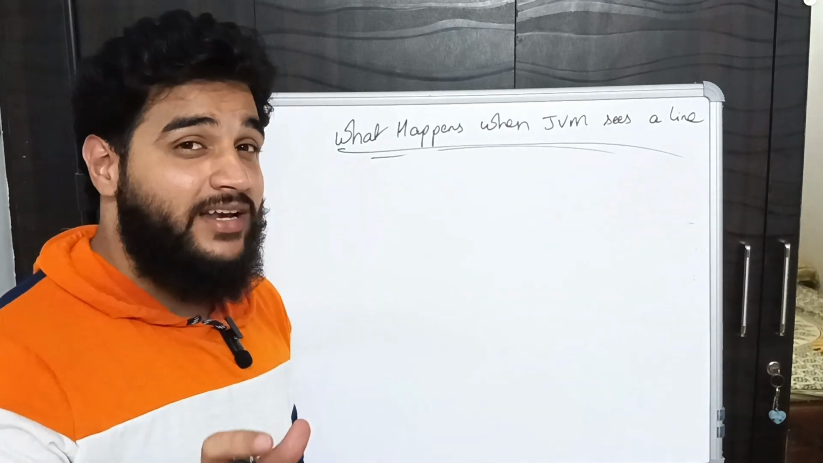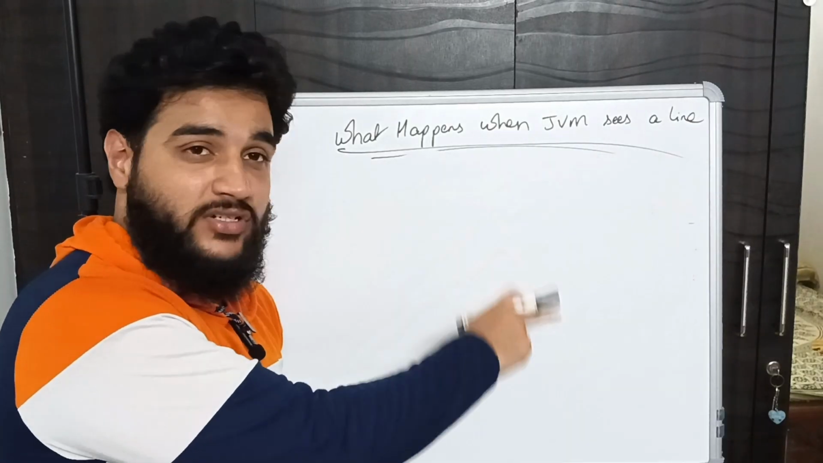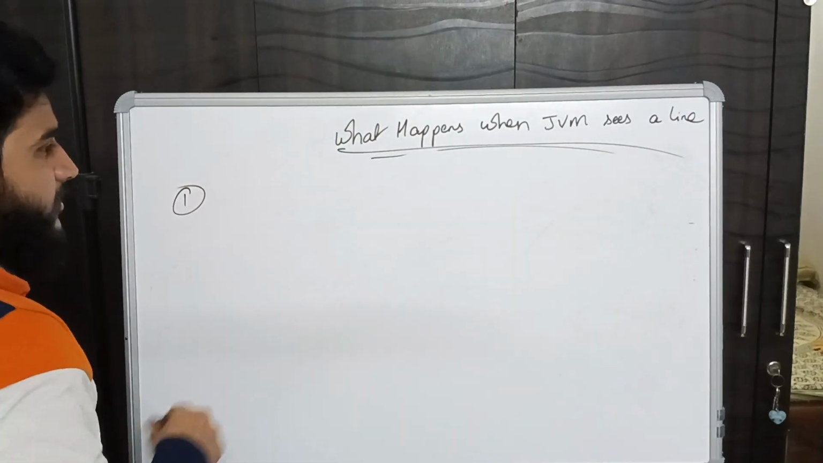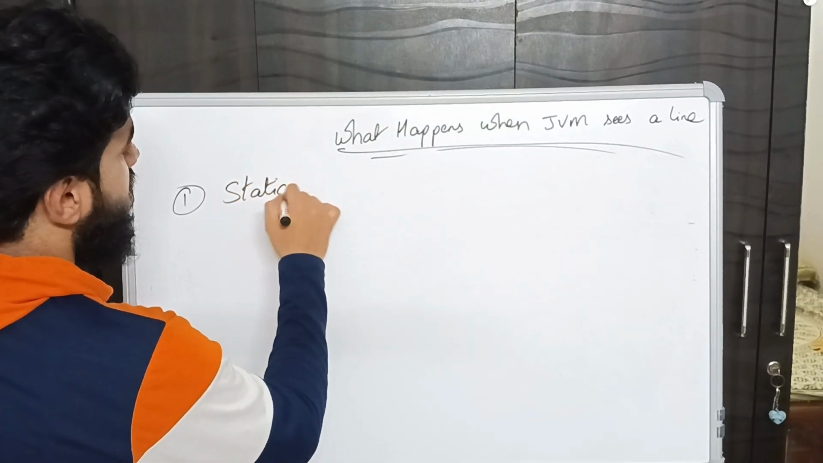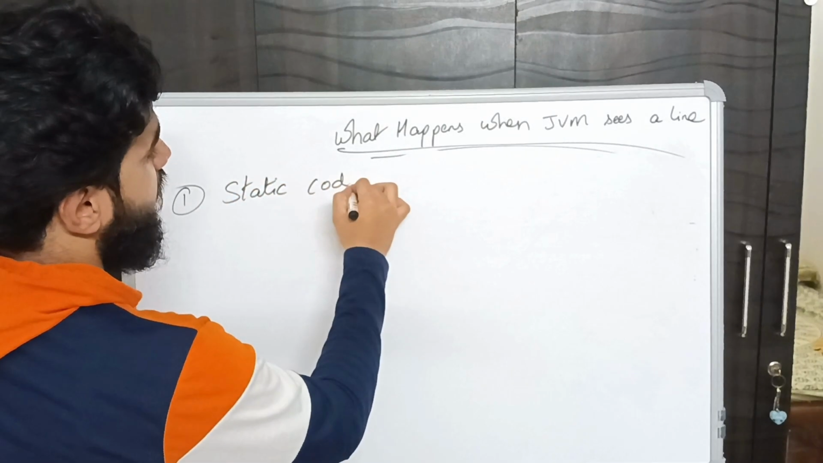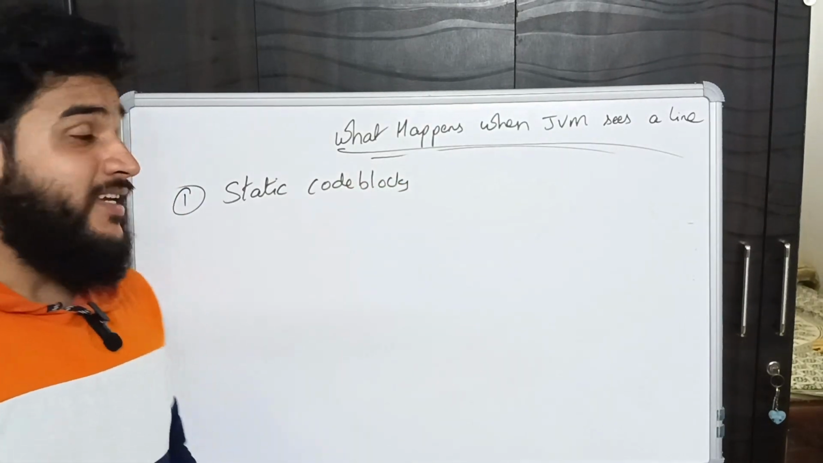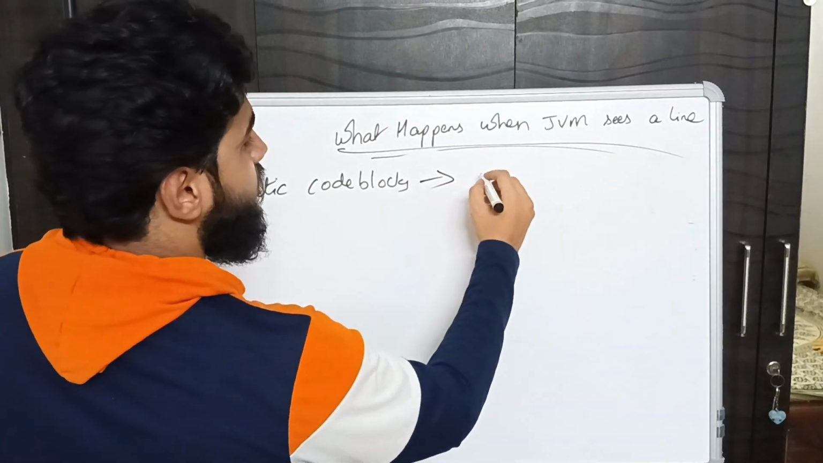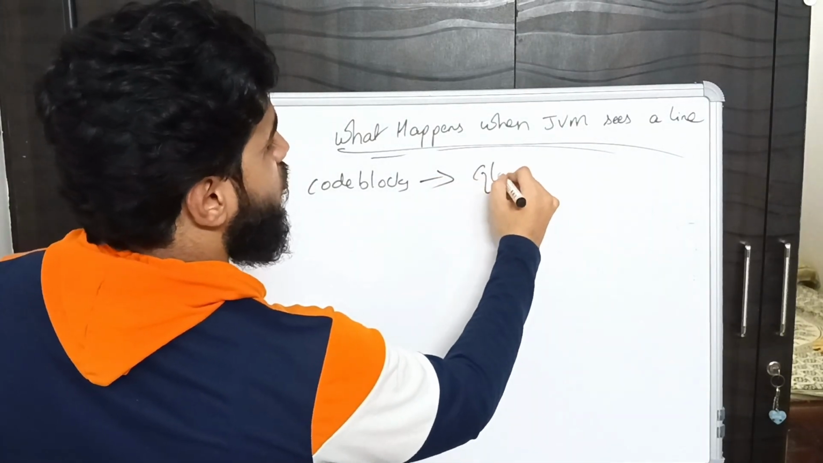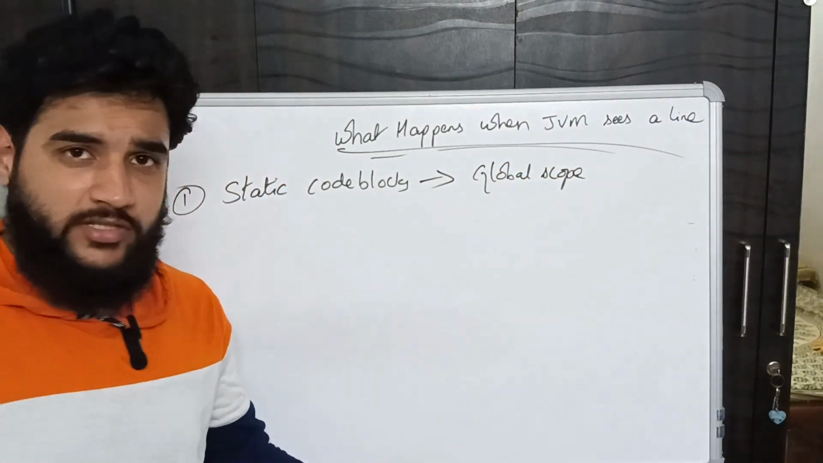When the JVM loads the class in memory and when the JVM finds the new keyword with that object construction, the first thing it does is get the static code blocks. What are static code blocks? These are the code blocks that have a global scope. What is a global scope?